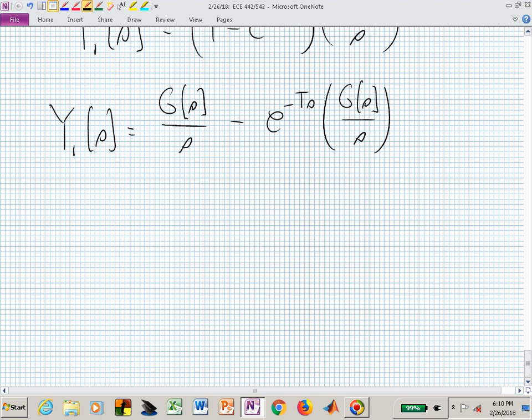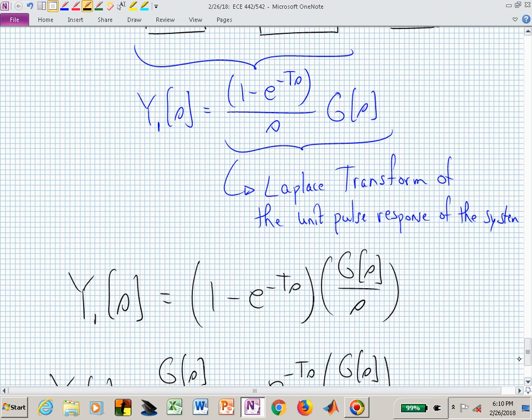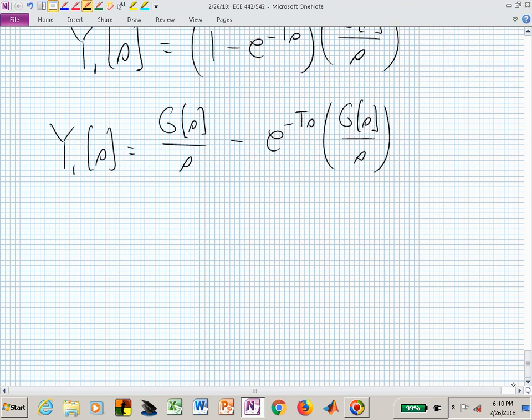That's all that G of s over s is representing. But now I'm going to try to talk our way through some handshaking that I'm going to say is going to be what we allow. This is the Laplace transform, or the frequency domain version, of the unit pulse response of our system. Let's now see what that looks like.